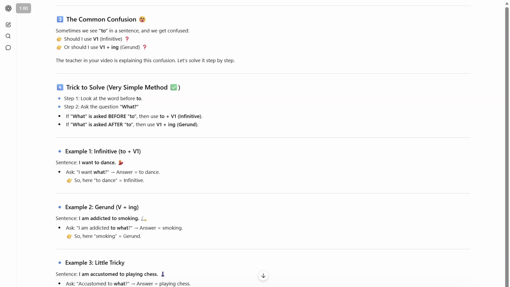Step 1, look at the word before "to." Step 2, ask the question "what." If "what" is asked before "to," then use to plus V1, the infinitive. If "what" is asked after "to," then use V1 plus ing, the gerund.